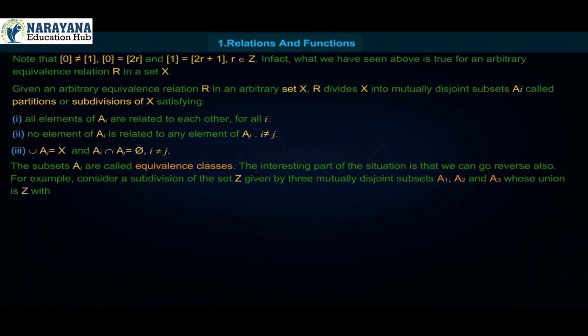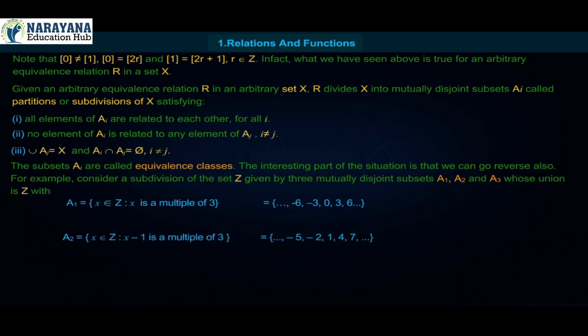The interesting part of the situation is that we can go reverse also. For example, consider a subdivision of the set Z given by 3 mutually disjoint subsets A1, A2 and A3 whose union is Z, with A1 equal to the set of x belongs to Z such that x is a multiple of 3, equal to the set of infinity to minus 6, minus 3, 0, 3, 6 up to infinity.